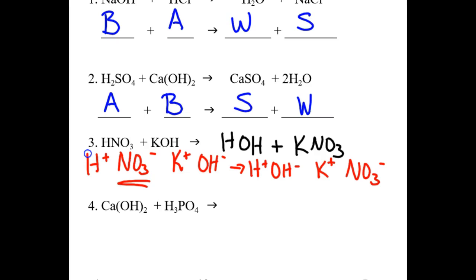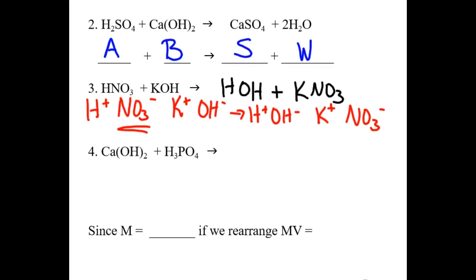All right, so next one. In this example, we know that there's more than one hydroxide given off by the base, and there's more than one proton given off by the acid. So we're going to need to balance once we finish this. So the ions here are Ca2 plus and OH minus and H plus and PO4 3 minus.